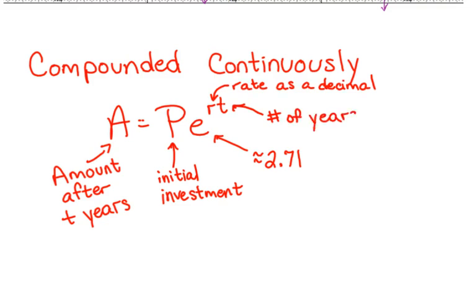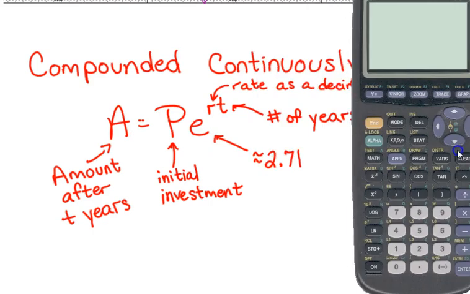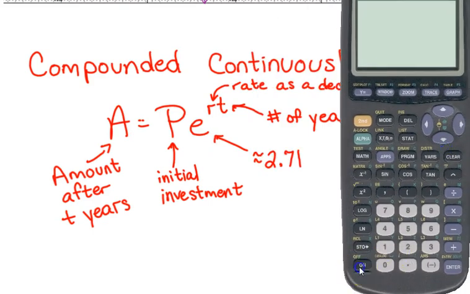So this is actually a simpler formula. You don't have all that 1 plus r over n and everything. I do not want you to type in 2.71 as e. I want you to use the e button on your calculator. So say, for example, we have a $1,000 investment. It's compounded continuously. Your e is you press second, and it's the button labeled LN beside your four button.